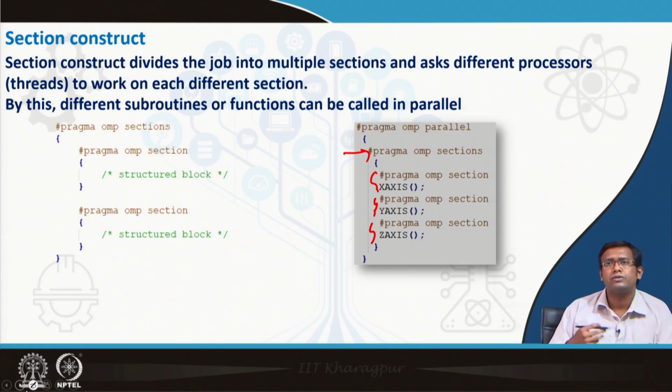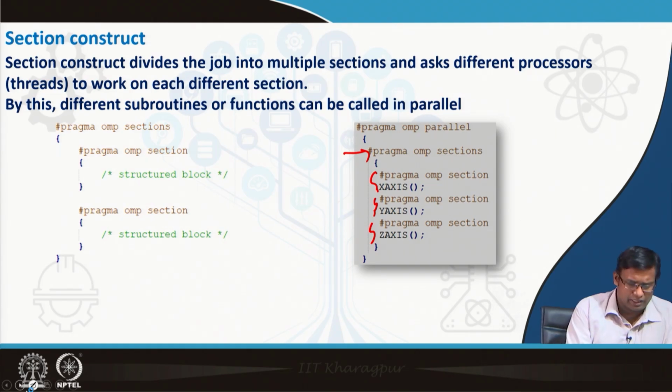And again, here you need not worry about how the threads will be mapped, which thread will pick up which part of the sections, etc. OMP will automatically pick up one section and assign a thread for that, pick up another section and assign another thread for that. So, this optimization, as well as the load balancing, is automatically done.